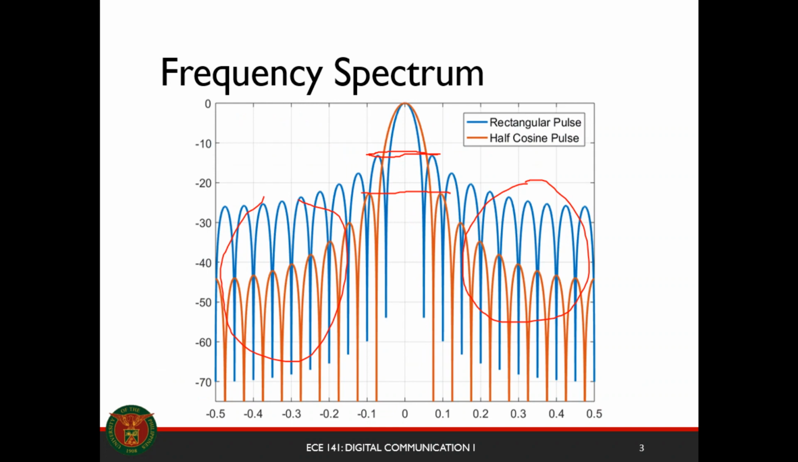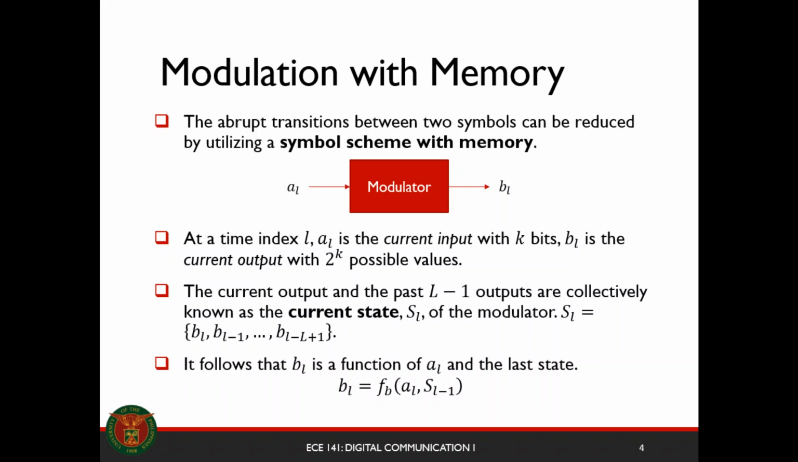That's where modulation with memory comes into play. The abrupt transitions can be removed. Your current symbol B sub L is dependent on past outputs and the current input. So B sub L is a function of your current input and what we call the state of your system. The state depends on how much memory you have. Normally, we define the state as the current and the past L-1 outputs of the modulator.